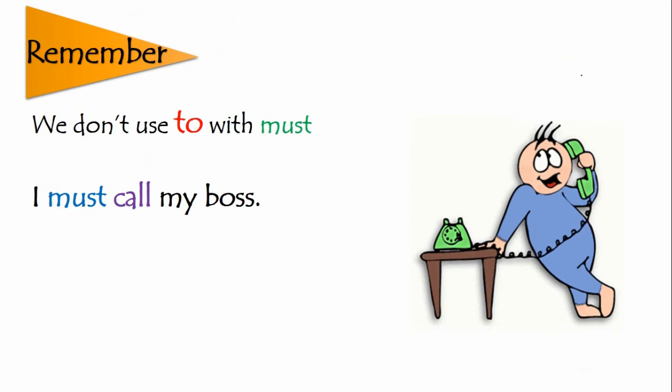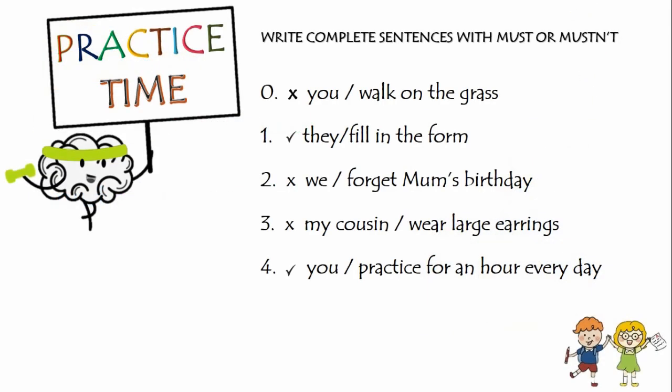Practice time. It's a moment to work out your brain, literally. Okay, it's a short exercise to practice. You're going to write complete sentences with must or mustn't. Remember that the X means the negative form of must and the tick means positive. In 10 seconds I'm going to show you the answers, so pause the video until you have completed the exercise.